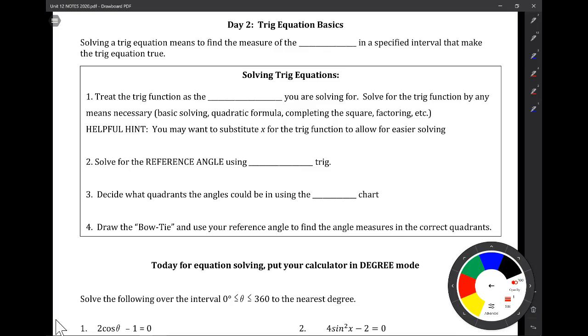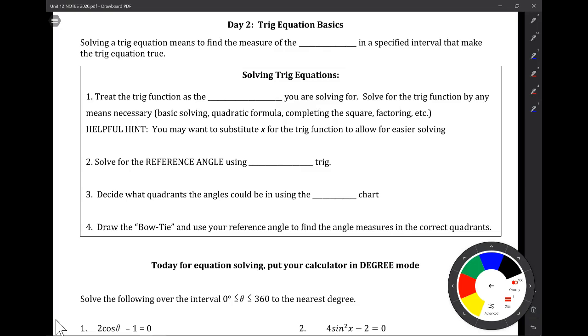We're going to take what you covered the past few days and now solve trig equations. This is something you'll see next year in pre-calc, so we wanted to give you a little bit of a preview so that you had a basis before you start pre-calc next year.